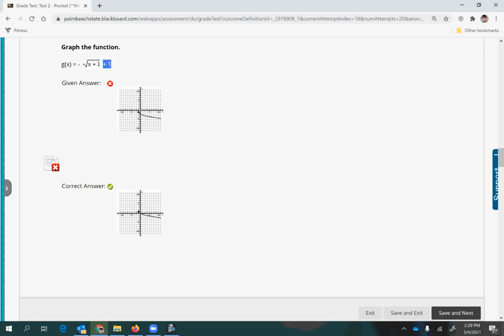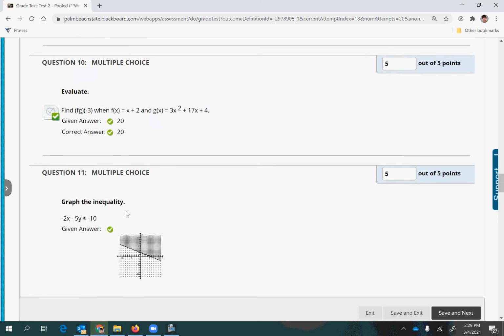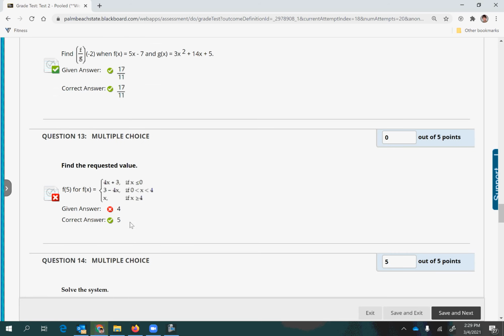So the only reason you got this wrong is because this should have moved everything up instead of down. And I think that's, oh, here we go. Here's another one.